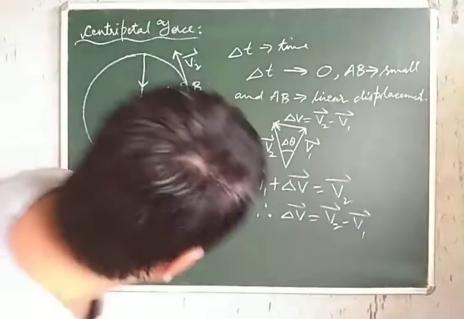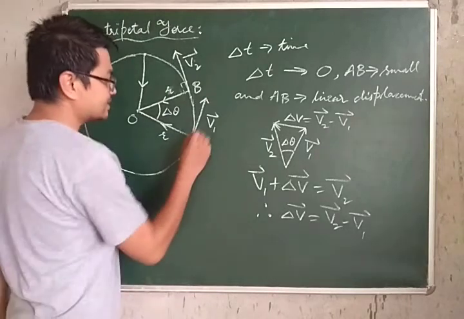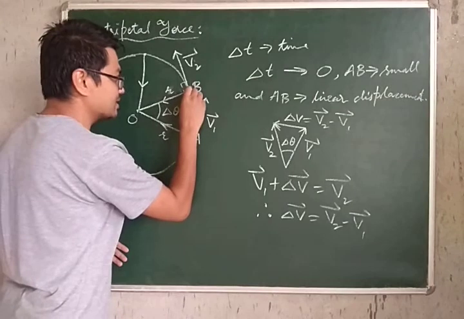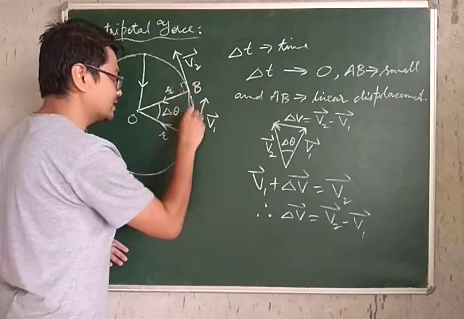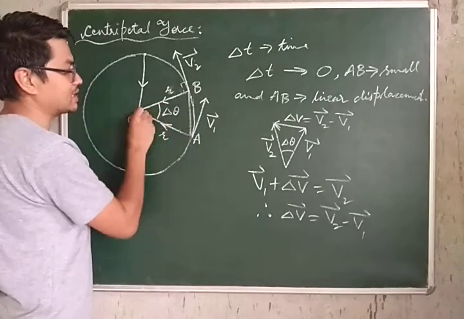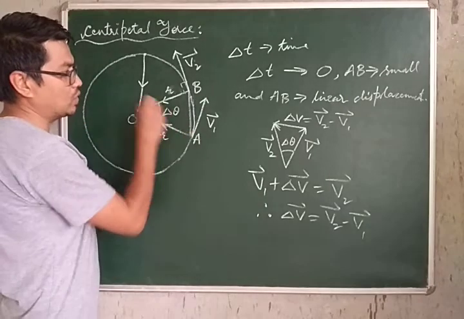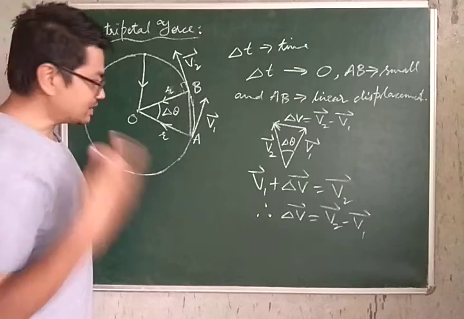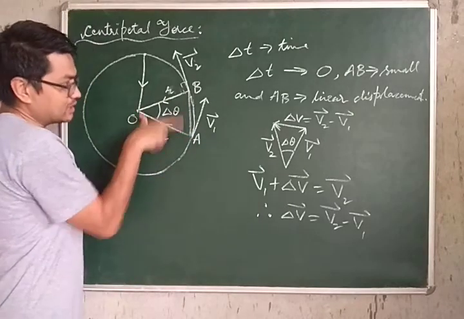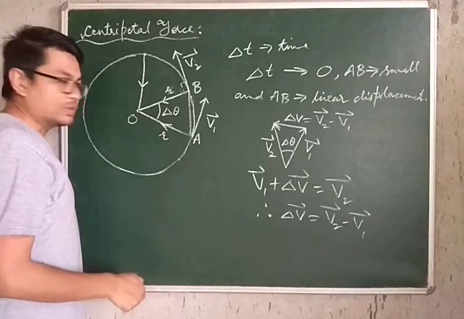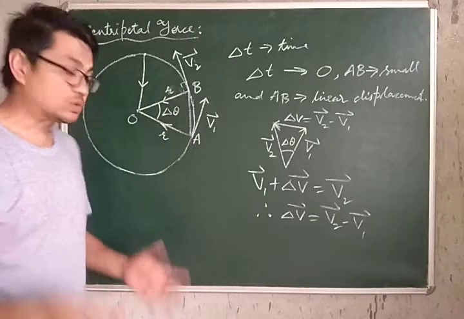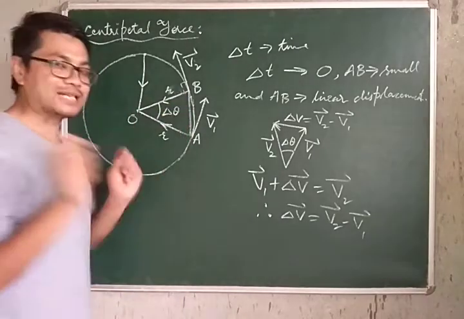Okay, so now, since we've considered delta t to be very small, AB is a straight line. So let us consider AB is a straight line. So this is our triangle OAB. Now see, in triangle OAB, the two sides of the triangle have the same magnitude. So, OAB is an isosceles triangle.